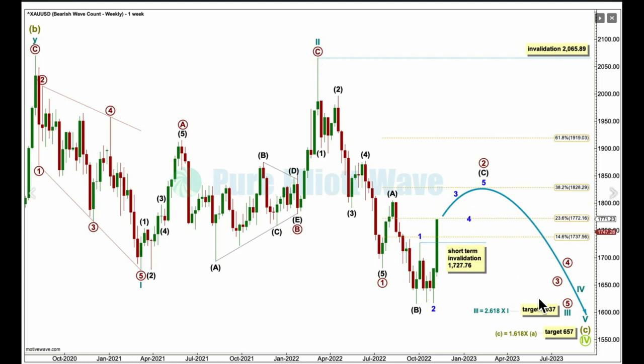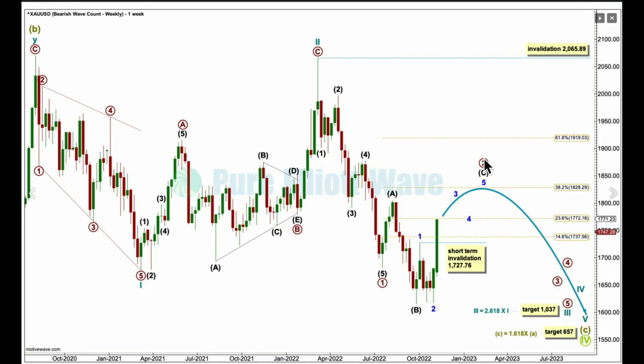Cycle 3 must subdivide as an impulse. Within it, Primary wave 1 may be complete, Primary 2 continuing higher as an expanded flat. When it's over, we'll expect 3, 4, 5 down to the target for Cycle 3 for it to reach 2.618 the length of Cycle 1 at 1037. That's the Fibonacci ratio I'm using for this target, considering the depth of Cycle wave 2.